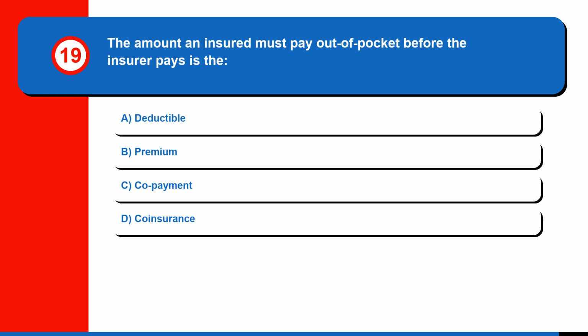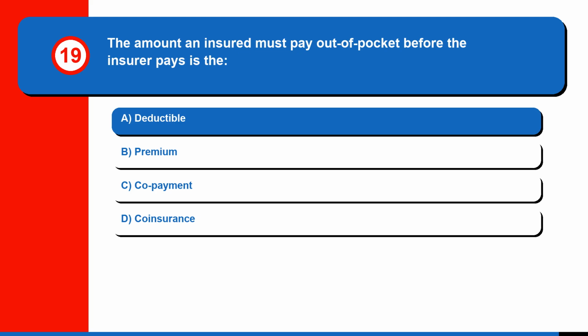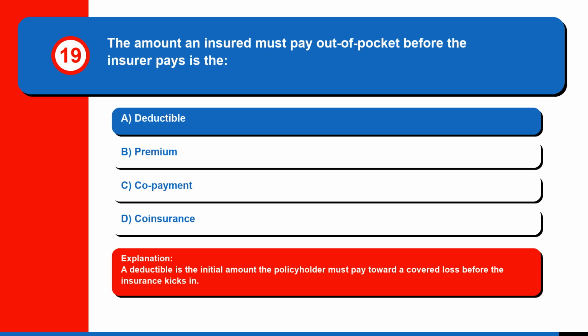Question 19. The amount an insured must pay out of pocket before the insurer pays is the A. Deductible. B. Premium. C. Copayment. Or D. Coinsurance. The correct answer is A. Deductible. A deductible is the initial amount the policyholder must pay toward a covered loss before the insurance kicks in.